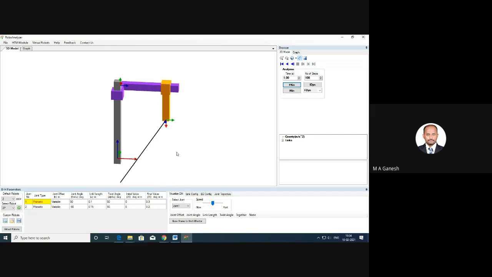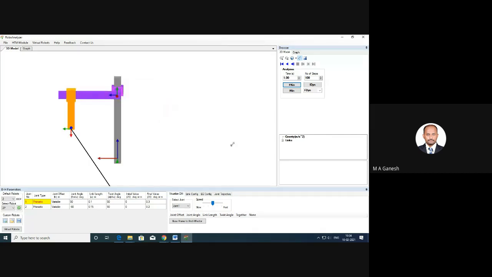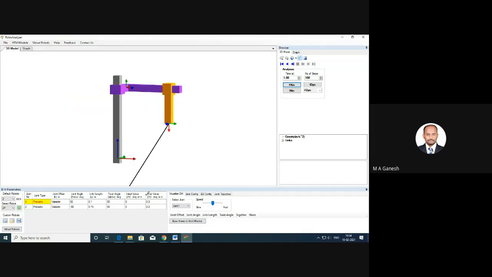Okay? So now in case of a prismatic joint, what is a joint offset? In a prismatic joint, what is a joint offset?